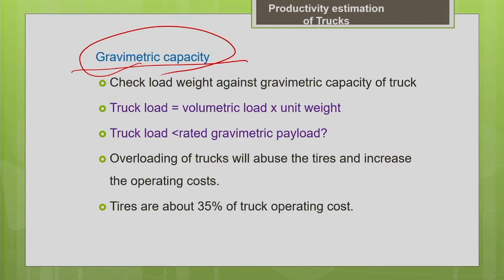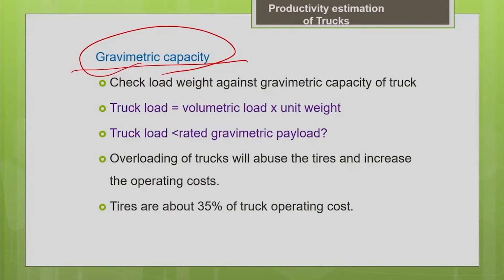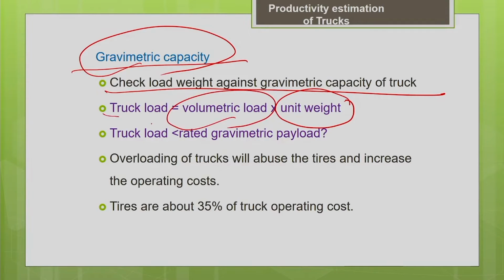Since the density of material can vary from case to case, it is always advisable to check whether the load weight is within the safe gravimetric capacity. Check the load weight against the gravimetric capacity of the truck. How to check that? For that you need to know the unit weight of your material. If you know the density of your material, you can multiply it by the volumetric load. You will get the actual weight of material in the truck. You will get the truck load. That should be within the rated gravimetric capacity of the machine given by the manufacturer. Check: truck load is less than rated gravimetric payload.